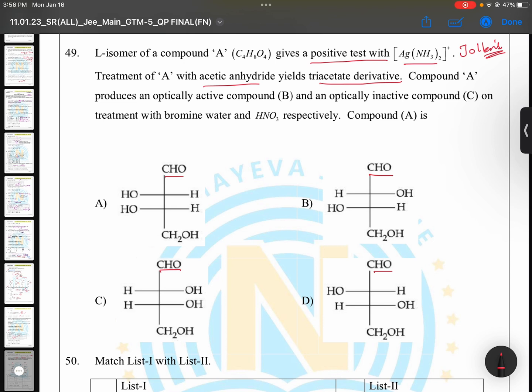Compound A produces an optically active compound and an optically inactive compound on treatment with bromine water and HNO3 respectively. See, bromine water is somewhat oxidizing. HNO3 is again oxidizing. If you are using bromine water, this part will become COOH. Then these are optically active. But if you use HNO3, this will also become COOH, optically inactive. Why optically inactive? Because there will be a plane of symmetry. Very good question.